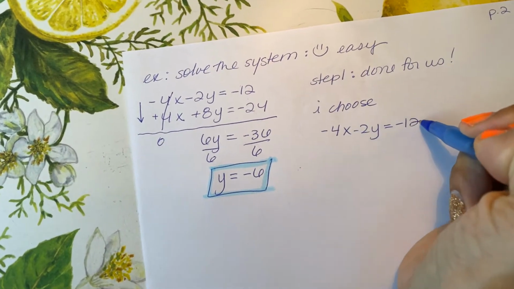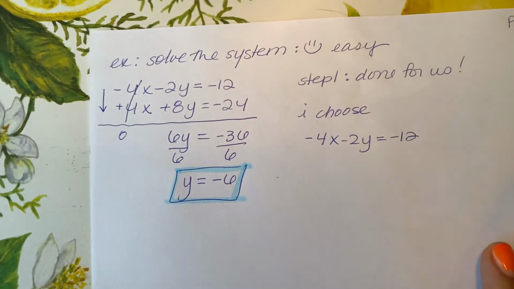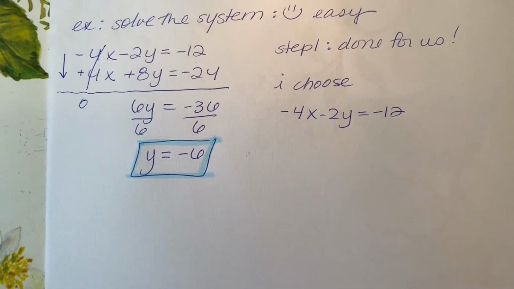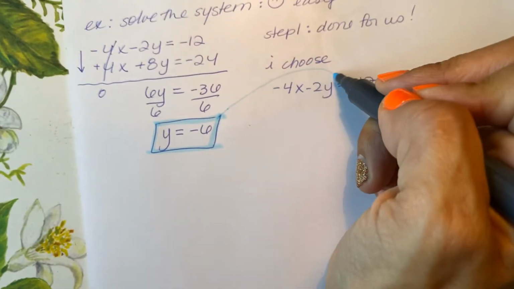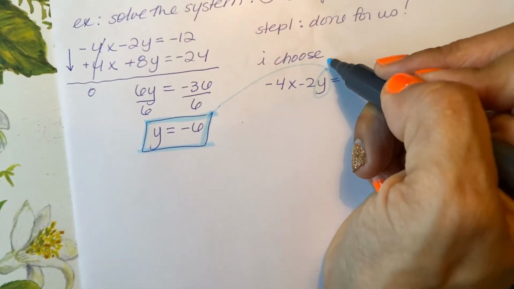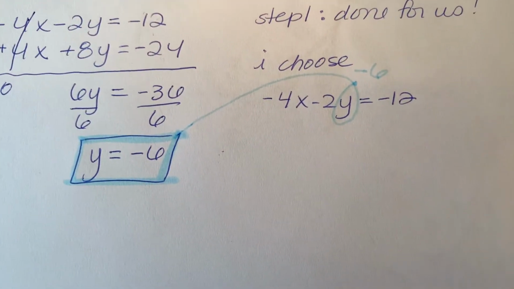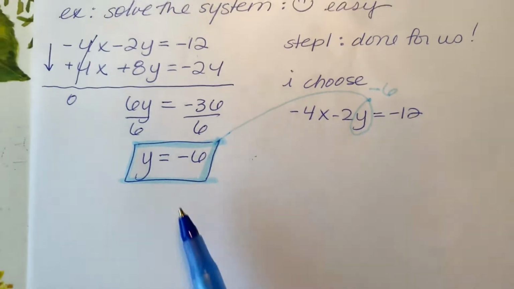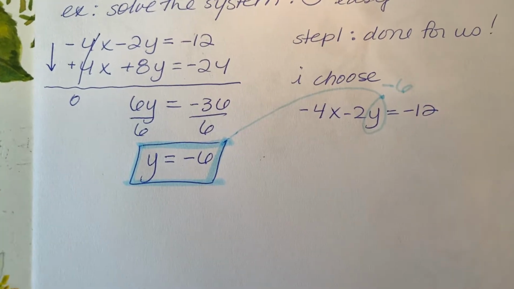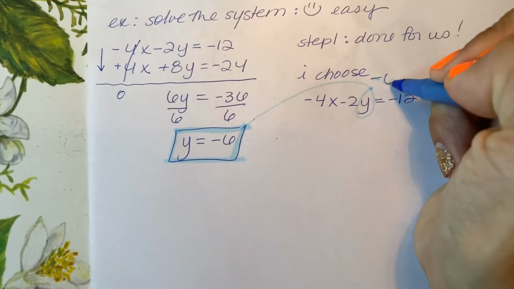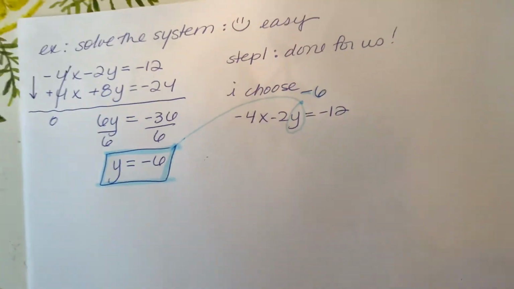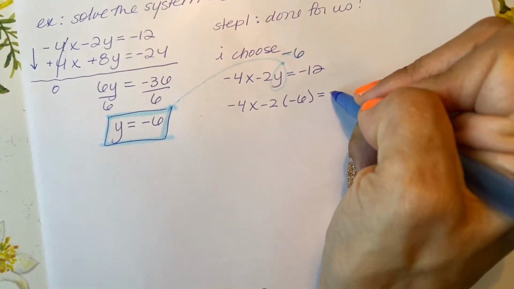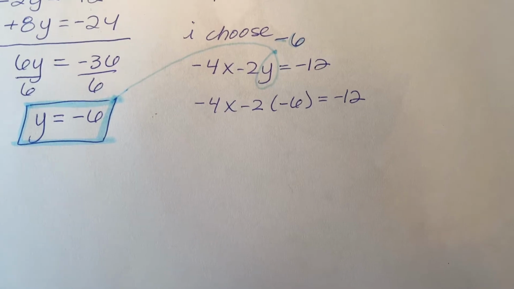So all I'm doing is rewriting this line here. And so what am I gonna do? I'm gonna take this -6 and plug it in right here. I'm gonna put the -6 right there, because remember, everything is equal to itself. So y is equal to y. And that's why I'm able to substitute that -6 there. And so what do I get? -4x minus 2, substitute the -6, and I get -12 on the other side of the equal sign.